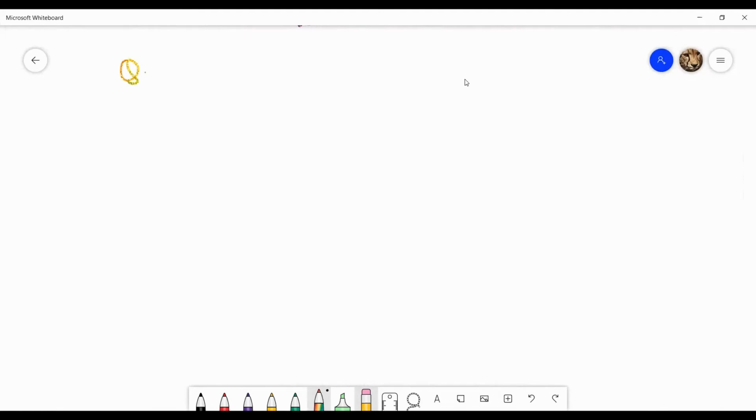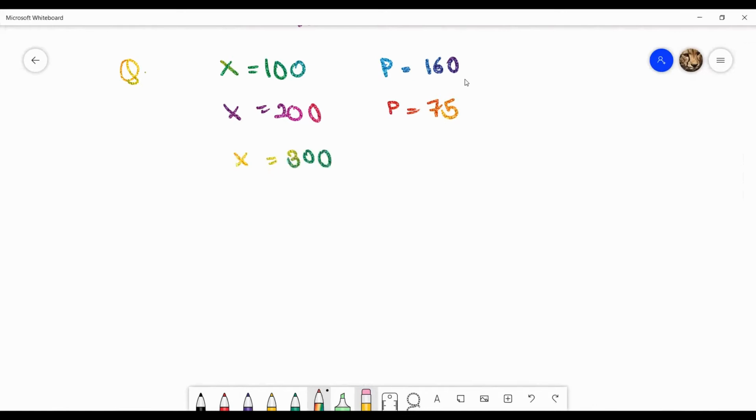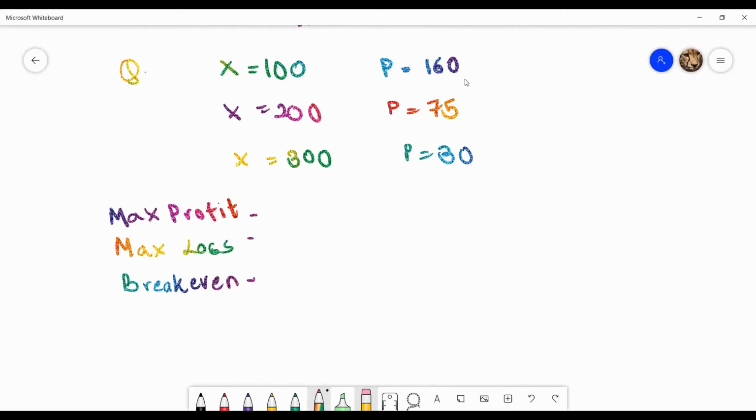So let's say that the first strike is given to you as 100, having a premium of 160. The second strike is given to you at 200, having a premium of 75. And the third strike is given to you at 300 with a premium of 30. Now you have to apply a long butterfly spread. How do you calculate your maximum profit, your maximum loss, and your break even? We know that in a long butterfly spread, we are long on the first and the last position and two short on the middle position.